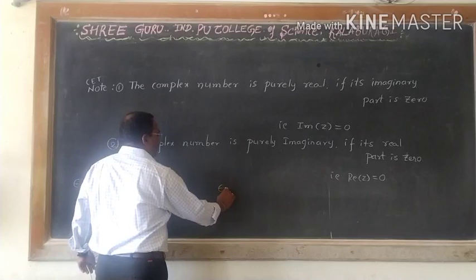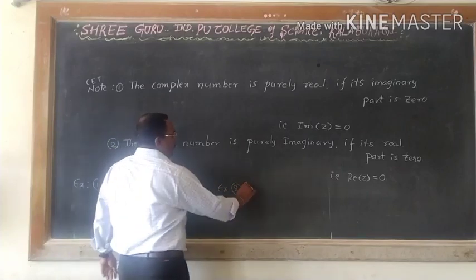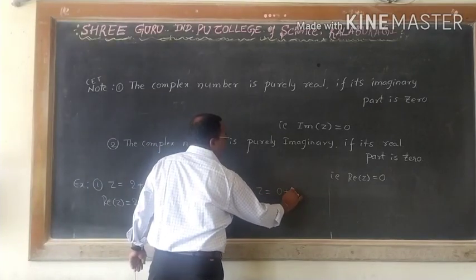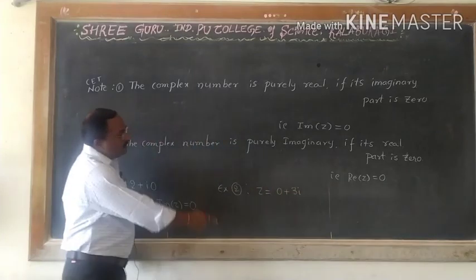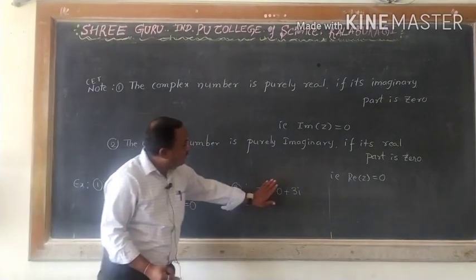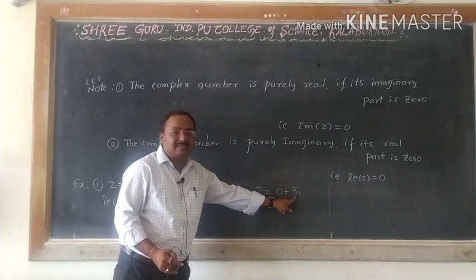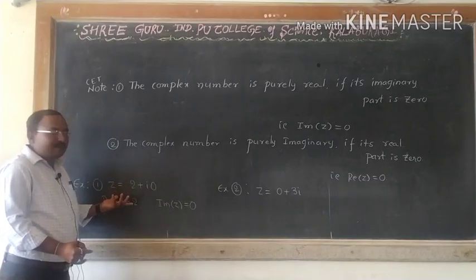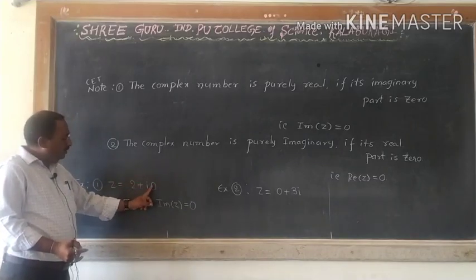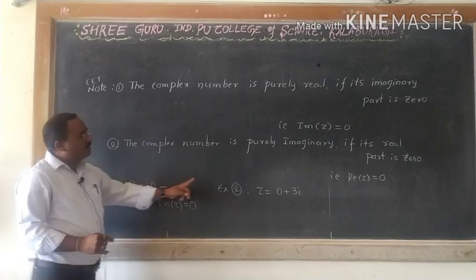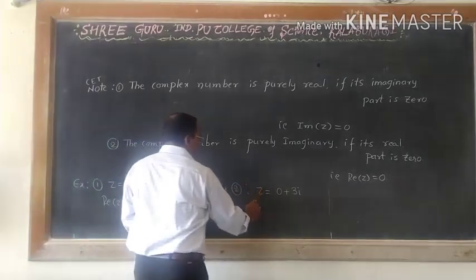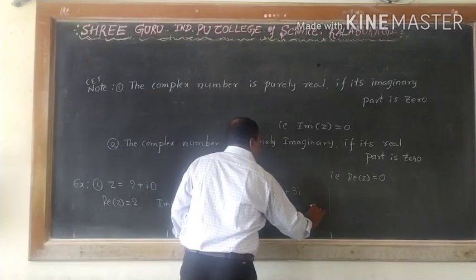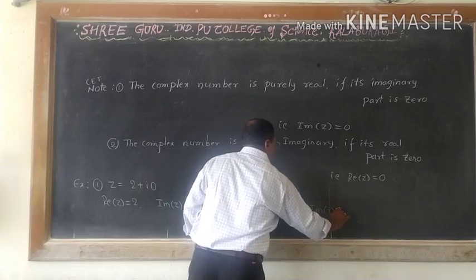Example number 2, that is z is equal to 0 plus 3i. This is purely imaginary because the real part is completely 0, only purely imaginary. Imaginary present, purely imaginary. Real present, purely real. There the imaginary part is 0, and 0 into anything is 0. Purely real, this is purely imaginary. Here real part of z is what? 0, absent. Imaginary part is what? 3, purely imaginary.